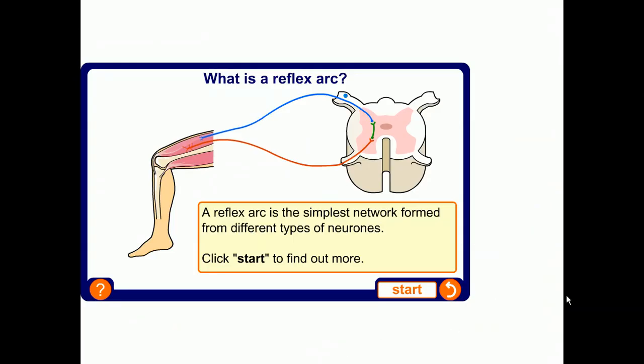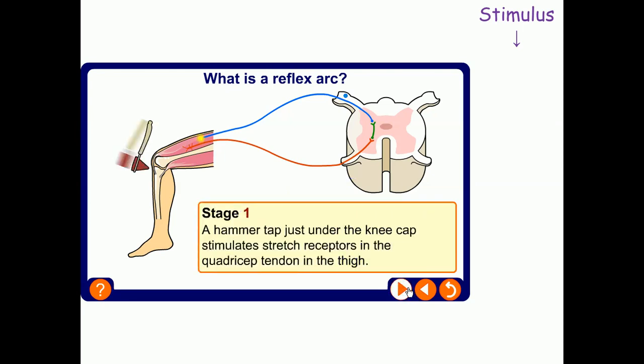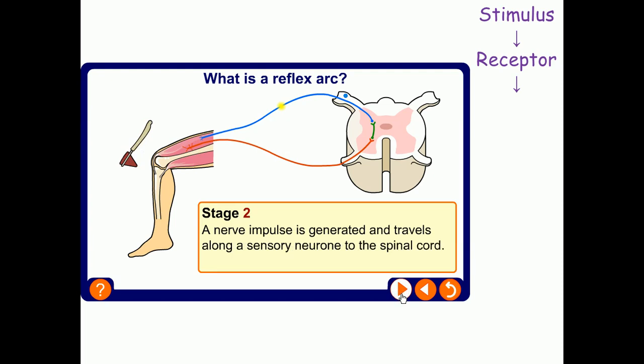So let's have a look at another example of a reflex action. First you start off with a stimulus. In this example, we've got someone being tapped with a hammer. That will obviously be detected by receptor cells. In this case, it'll be pain receptor cells in the skin. That information is then generated as an electrical impulse that is sent to the CNS through the sensory neuron.